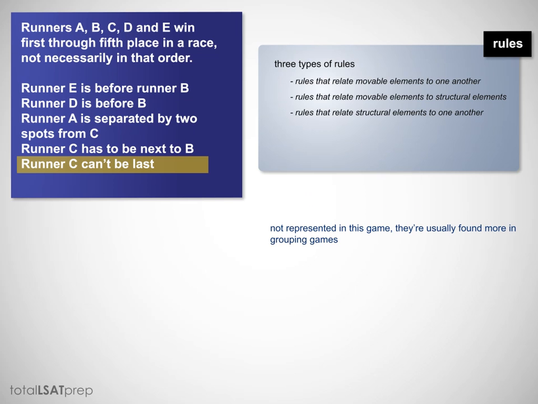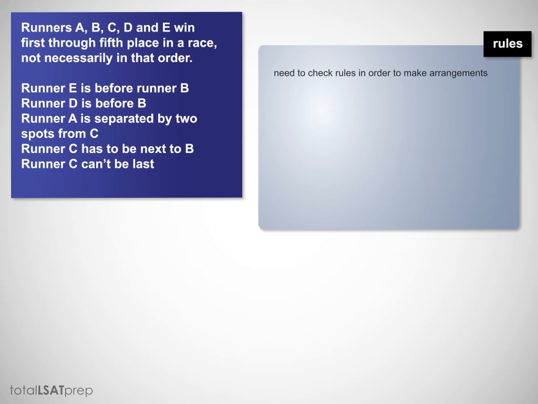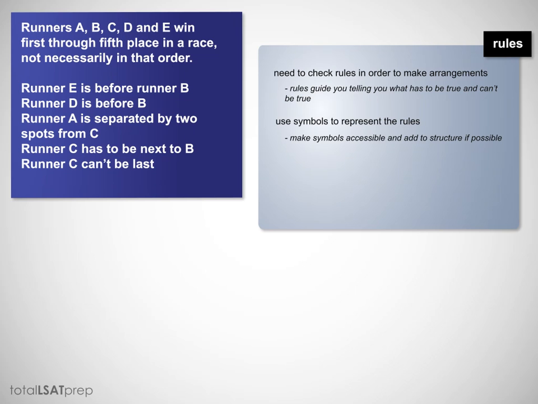Okay, so for the rules, you need to check the rules in order to make arrangements, because the rules guide you in telling you what has to be true and what can't be true. So they're very important in making arrangements. And you need to use symbols to represent the rules. Now, you should make those symbols accessible, and you should add them to the structure if possible. And you should use symbols that make sense to you.